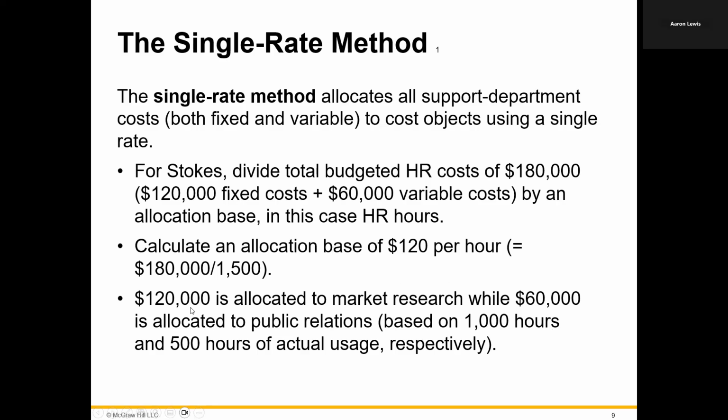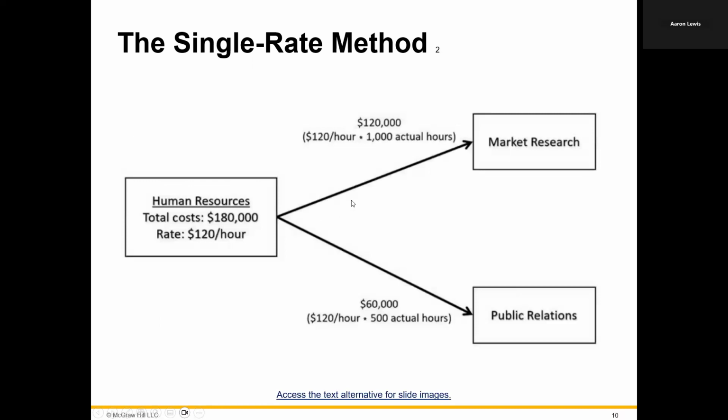Well, there we have it right there. We are going to send $120,000 of HR's costs to market research, and we're going to send $60,000 of HR's costs to public relations. And if we're trying to figure out the profitability of each of these different functions, well, we need HR to hire marketers and to hire PR experts, if you will. So that cost is part of the process. Now we've got the full cost of running that service into the service. So single rate: one pool, one driver spreads it out.